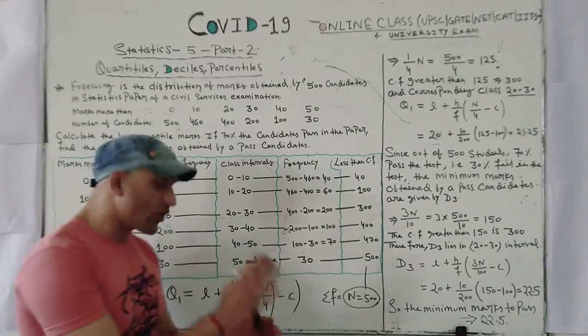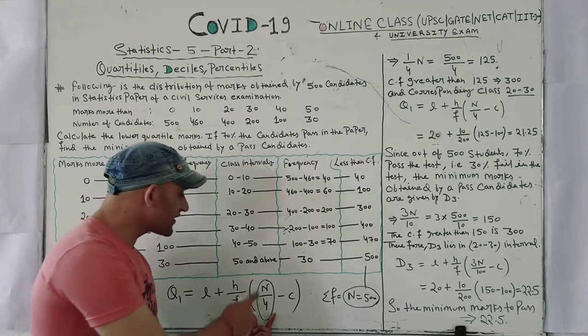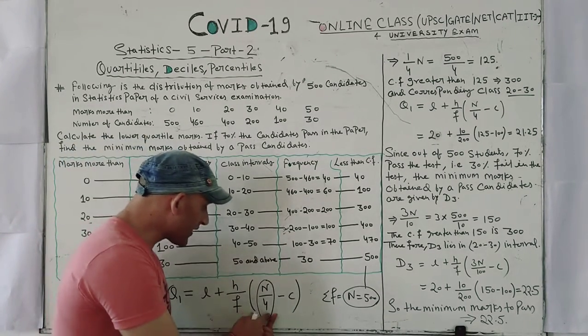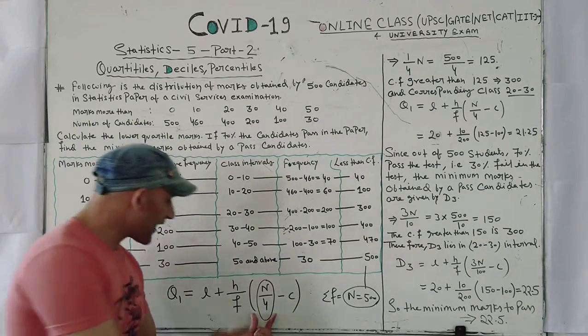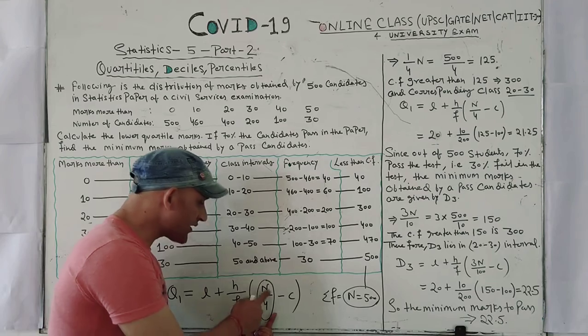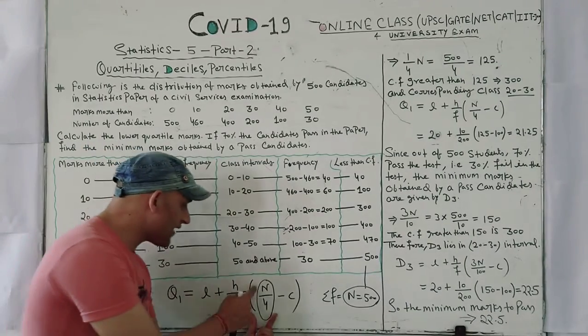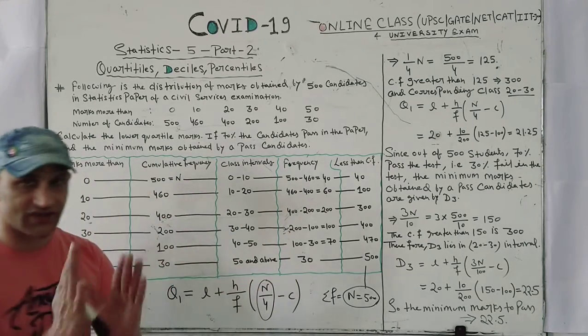If he is asking 27th percentile, same question we have done. So in this condition, 27 upon 100 n. If he is asking 50th percentile, then you will write 50 upon 100 into n. If he is asking 99 percentile, then you will write 99 upon 100 into n. Only this value you have to change.